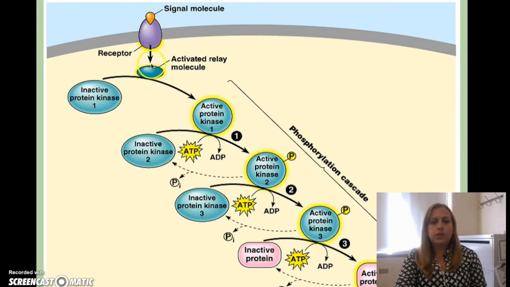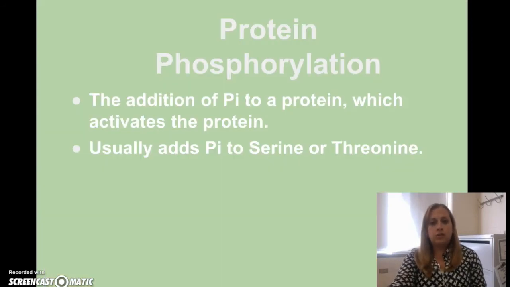When this happens, you get an activated relay molecule, and so you're going to have this inactive protein kinase activated, and that is going to sort of continue down, and we call this a phosphorylation cascade because it's cascading and things are being phosphorylated. You have the transfer of that inorganic phosphate to activate proteins on down the chain until you get your cellular response. So again, protein phosphorylation is anytime you have the addition of an inorganic phosphate to a protein, which is then going to activate or turn on that protein.